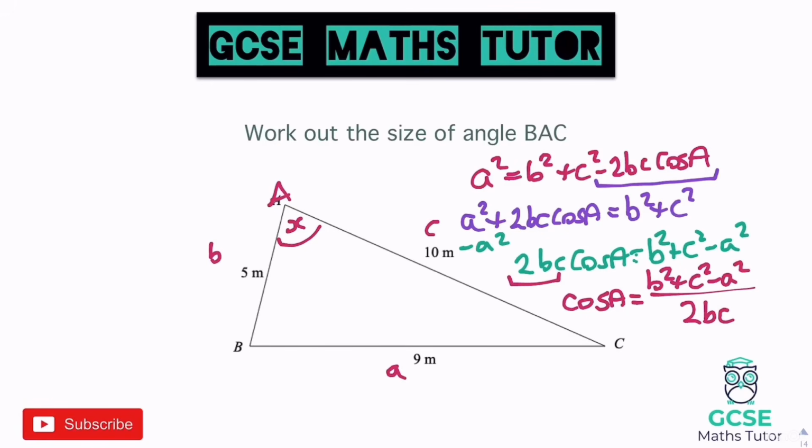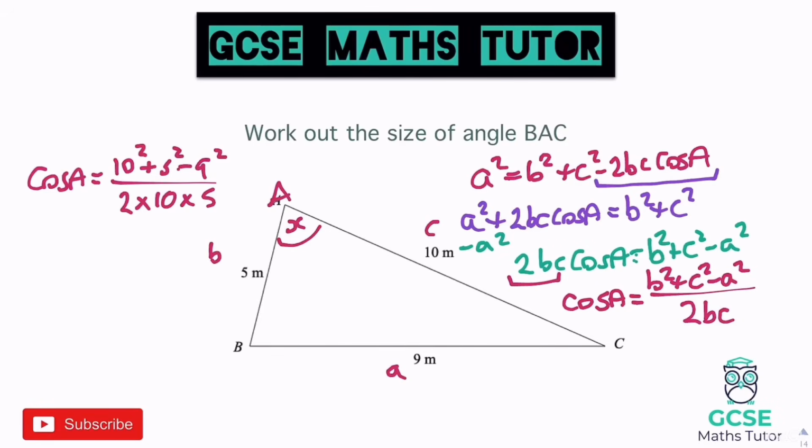So plugging in all these numbers then just into my formula there, we'll get cos A equals b squared plus c squared, so 10 squared plus 5 squared, minus a squared, so minus 9 squared, all over 2 times b times c, so 2 times 10 times 5. Nice and easy typing that into the calculator. So fraction button, 10 squared plus 5 squared minus 9 squared, all over 2 times 10 times 5.